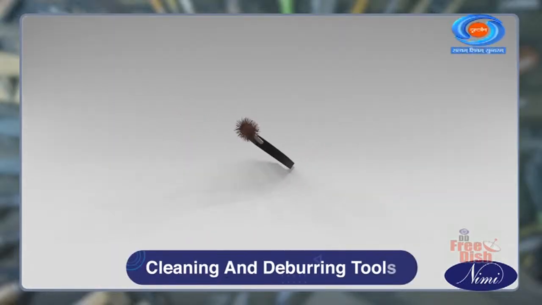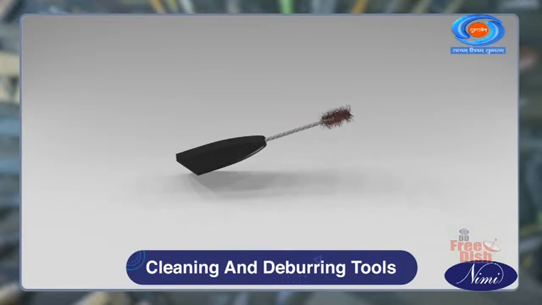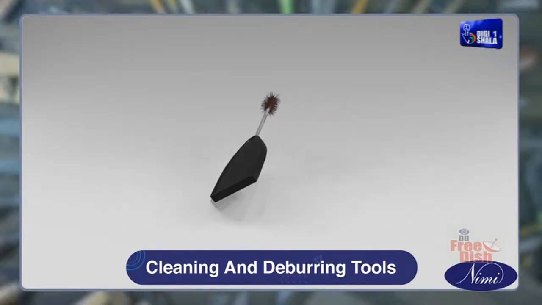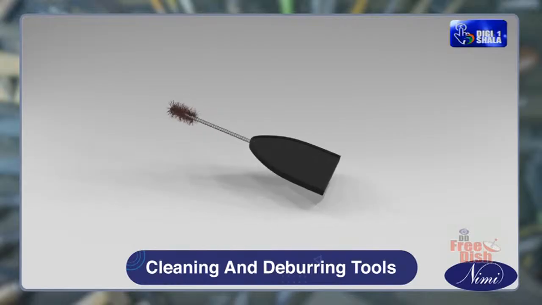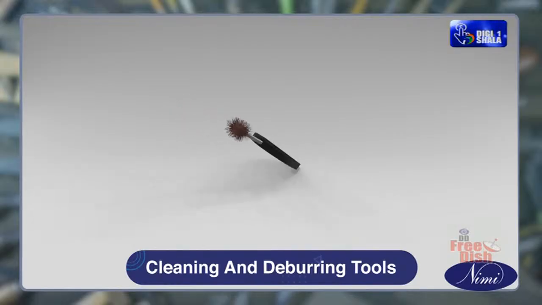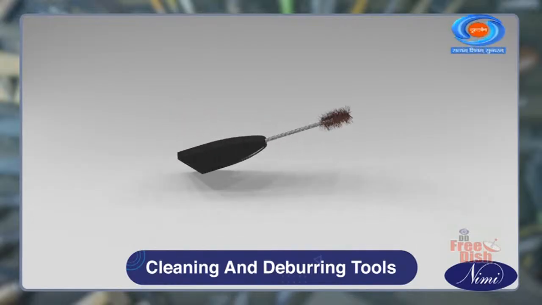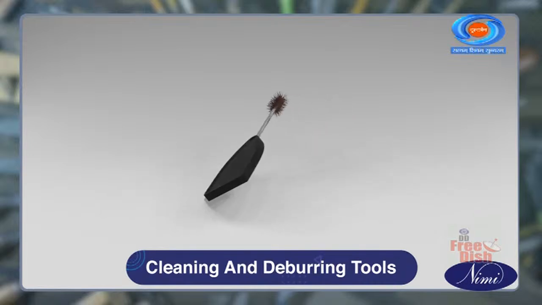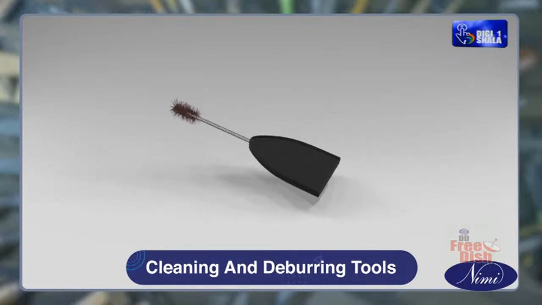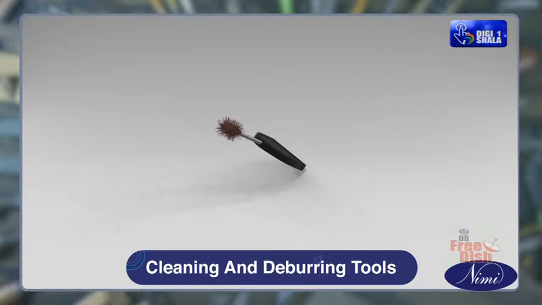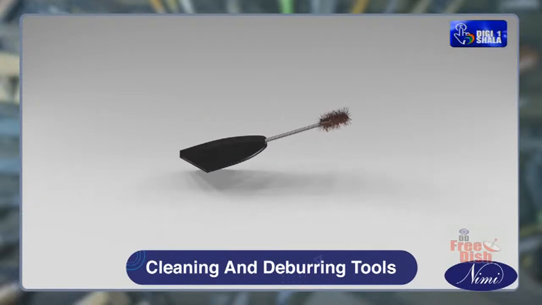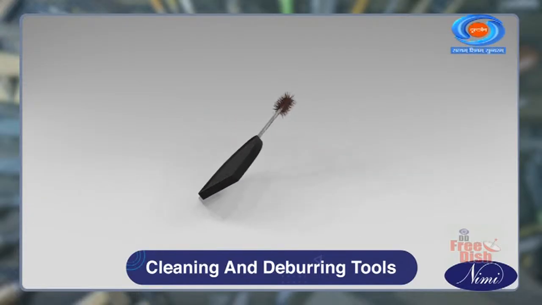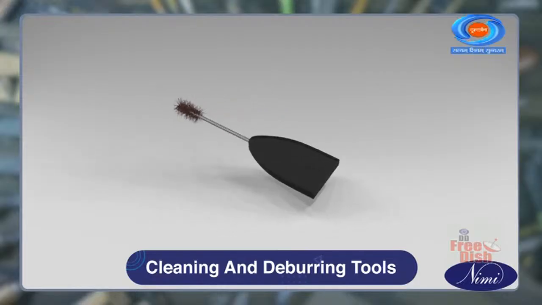Cleaning and deburring tools. These are the primary tools used in the process of scraping the external angular mating surface and checking the angle with the sine bar. Proper selection, calibration, and handling of these tools are crucial to achieving precise and reliable results, and these tools also play a major role in measuring the surface finish and accuracy.